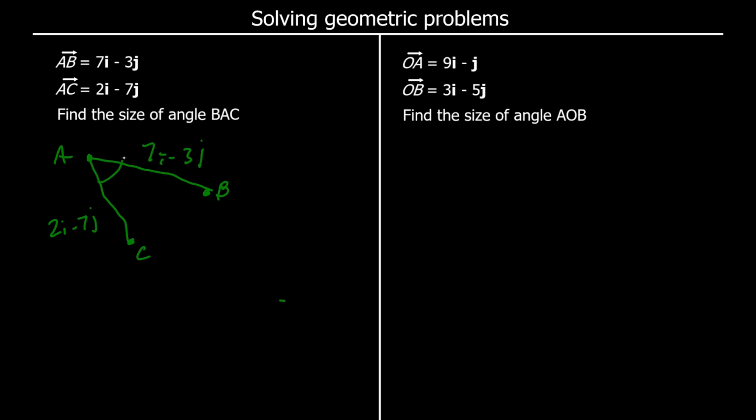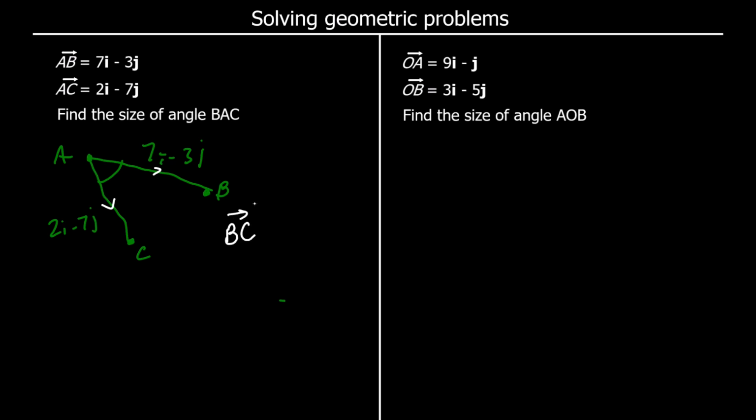So there's different ways of doing this. I'm going to use the cosine rule this time. To use the cosine rule, we need to know all 3 lengths. So we know A to B and A to C. We can work out their magnitude by using Pythagoras, but we don't know B to C, so we're going to have to work it out.